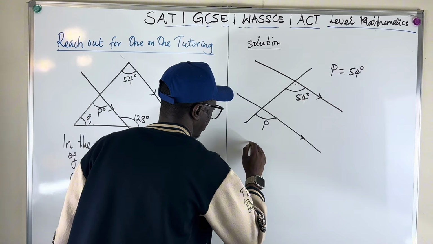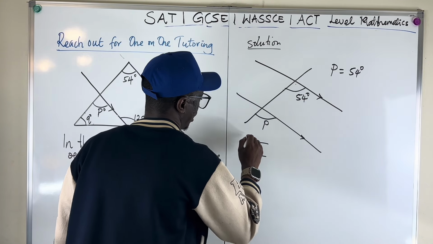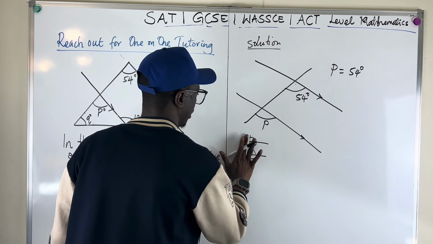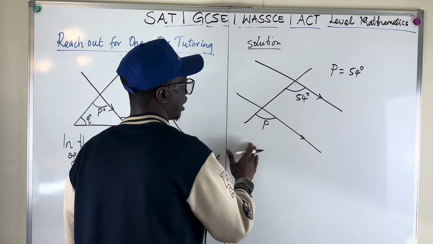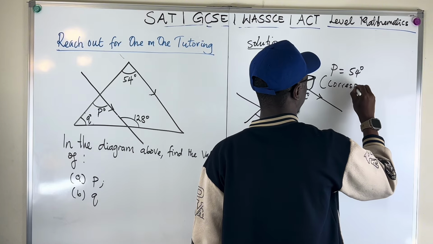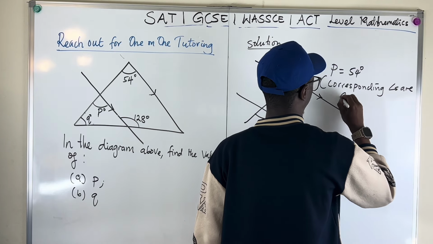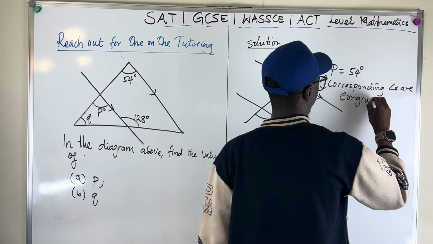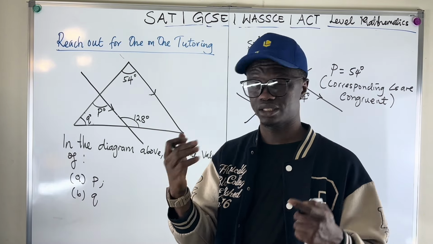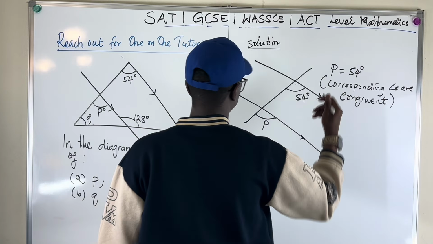So you have something like this. It's like this always. So if this angle and this angle, now if you extend this up here and this again up here, they are corresponding angles. So we say corresponding angles are congruent, meaning that they have equal measures. Or you can say corresponding angles are the same. Perfect. So it means that your P is 54.